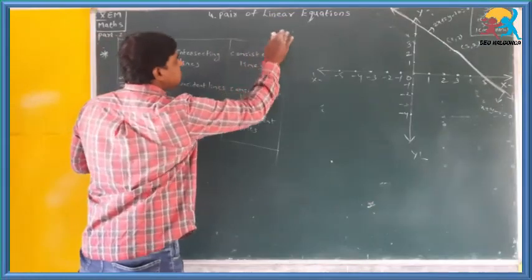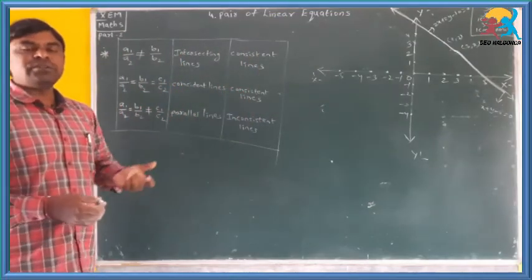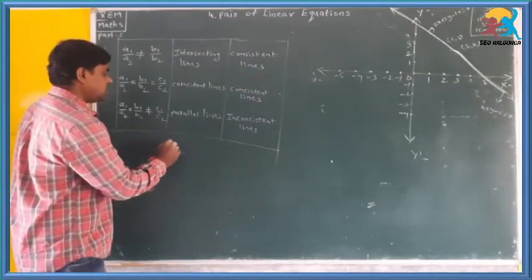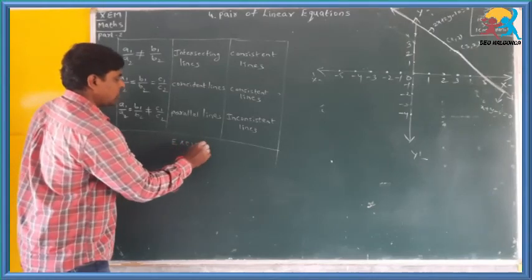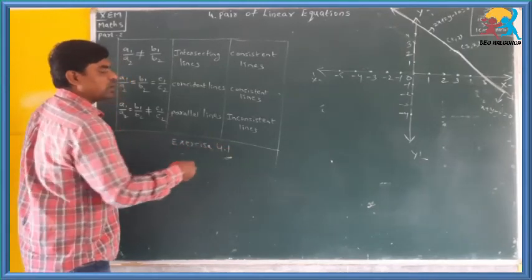By observing this table and these examples, you have to finish exercise 4.1. This is the homework for you.